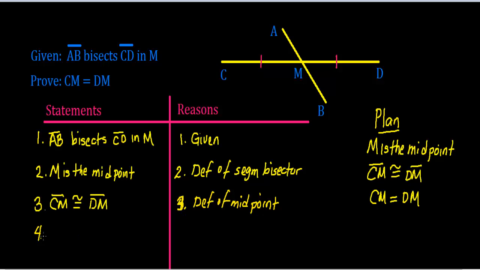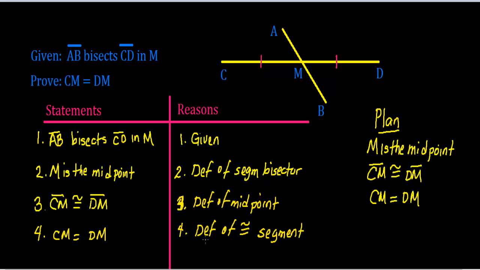As my fourth statement, let's see. I said AB bisects CD in M. I've stated M is the midpoint. If M is the midpoint, then these segments are congruent. And if these segments are congruent, then their measures must be equal. Okay? And how do I know this? By the definition of congruent segments, which says that if two segments have the same measure, then they are congruent.